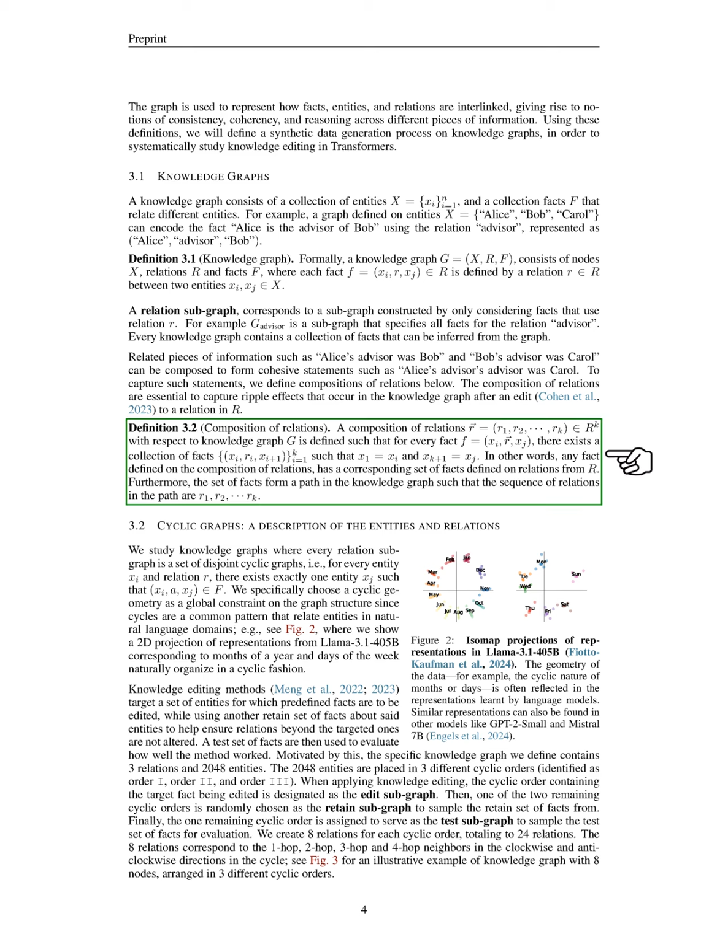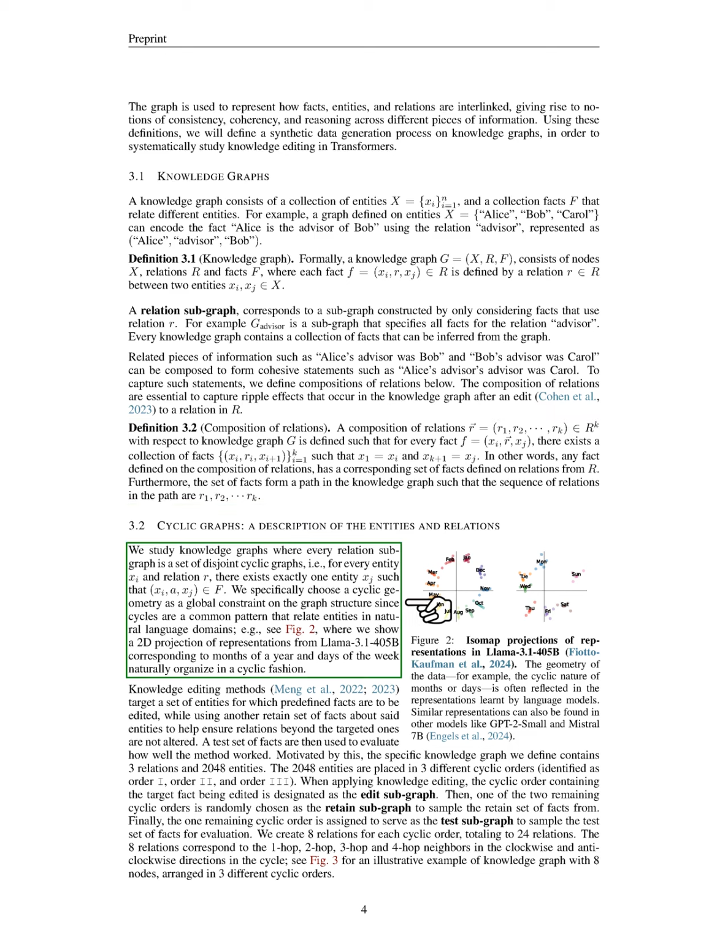Section: Cyclic graphs, a description of the entities and relations. In this section, we explore knowledge graphs where each relation subgraph consists of separate cyclic graphs. For every entity, there is exactly one other entity connected by a specific relation. We choose a cyclic structure as a key feature because cycles frequently appear in natural language contexts. For instance, we illustrate how representations of months and days naturally form cycles.